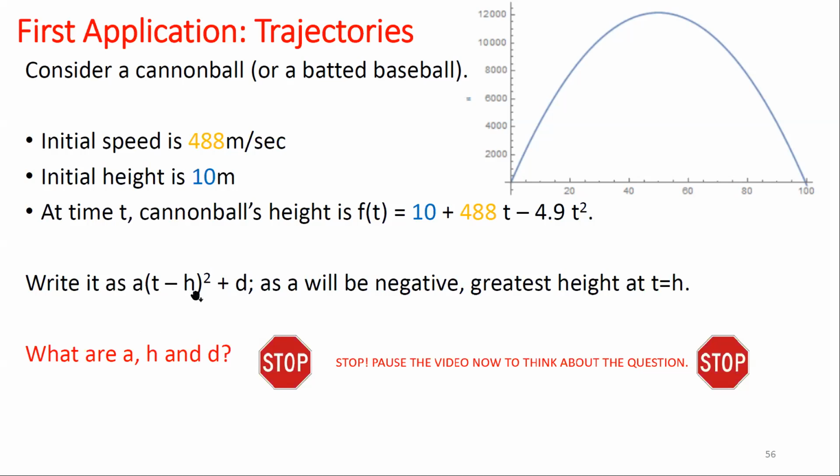And so when does (t minus h) squared equal 0? When t equals... So when would (t minus h) squared equal 0? You want (t minus h) squared to be 0, right? So let's think, when is (t minus h) squared equal to 0?